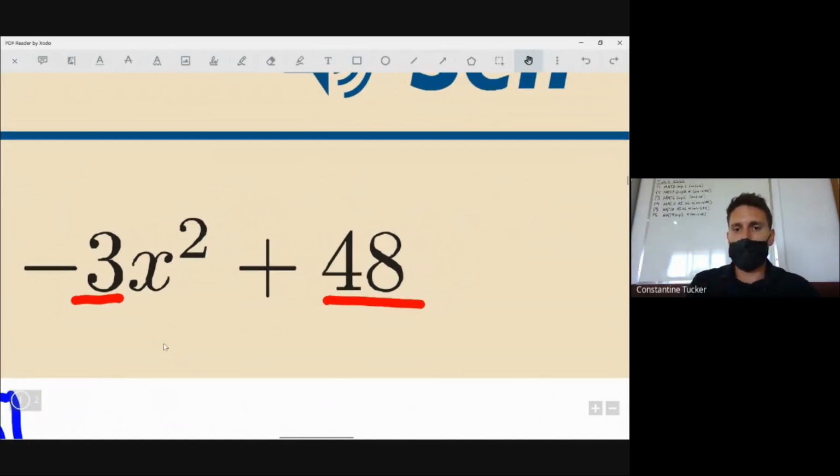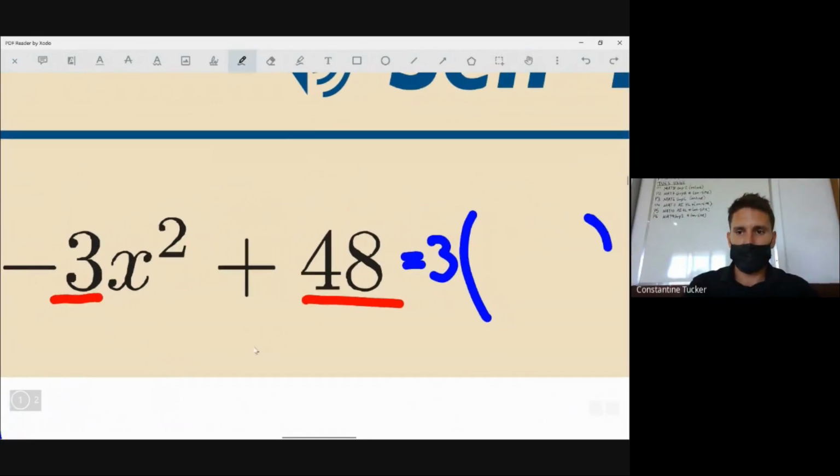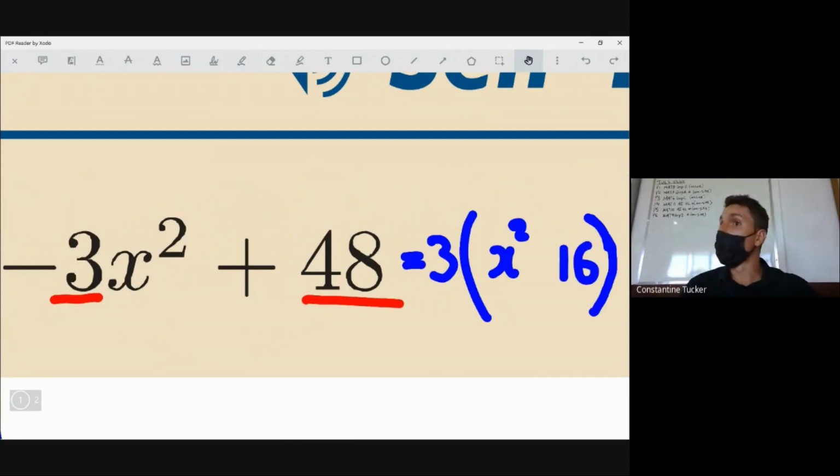So let's rewrite this. If we put a 3 outside, what do we need to put inside the brackets? 1x squared. X squared, and then the other one would be 16? Plus. Okay, what about plus, minus, anything like that? I think it's minus 3 and x squared minus 16. Aha, well done. It's excellent. I had a very good idea.